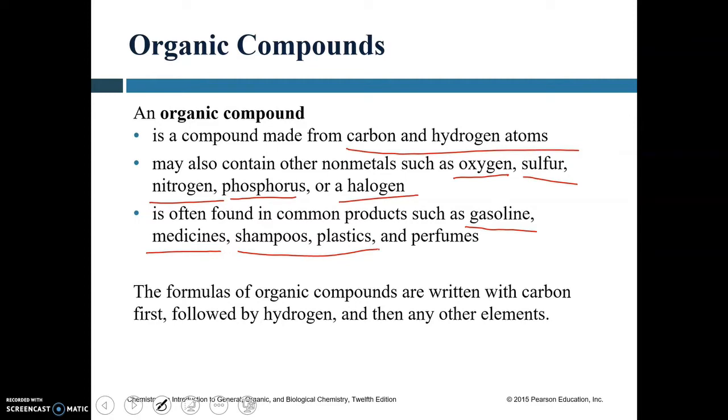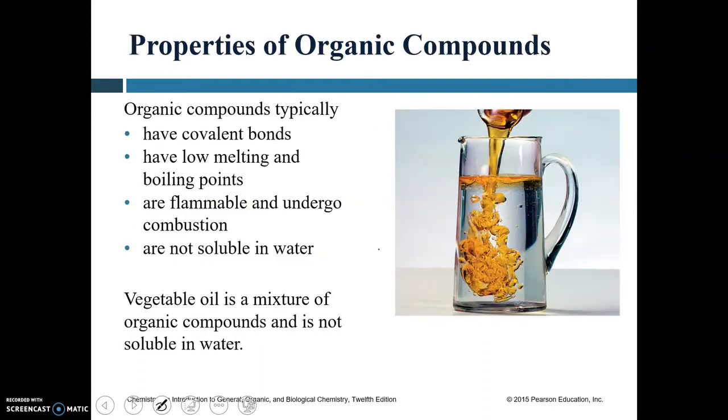So the formulas of organic compounds are usually written with the carbons being first, and then hydrogens, and then any other elements. Usually organic compounds contain covalent bonds. Most of the bonds are nonpolar or weakly polar. Organic compounds usually have low boiling and melting points. Many of them are flammable and easily undergo combustion.